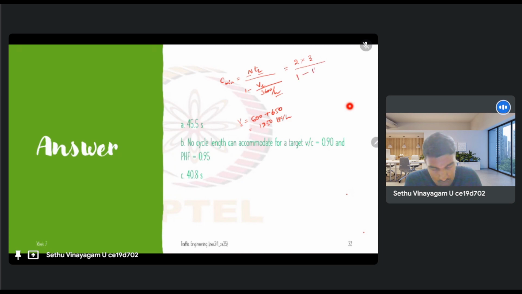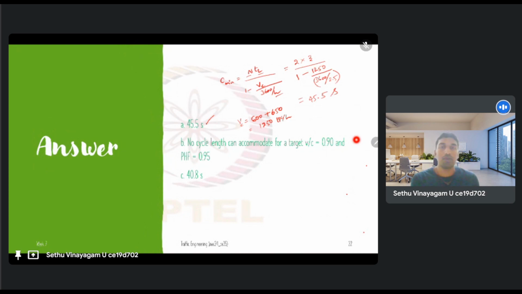1 minus 1250 by 3600 by H, which is 2.5. Yeah, H is 2.5. So this denominator here is your saturation flow rate, right? So 3600 by H will give you the saturation flow rate. So this is 45.5 seconds. Okay, so that is for the first part, the absolute minimum cycle length.